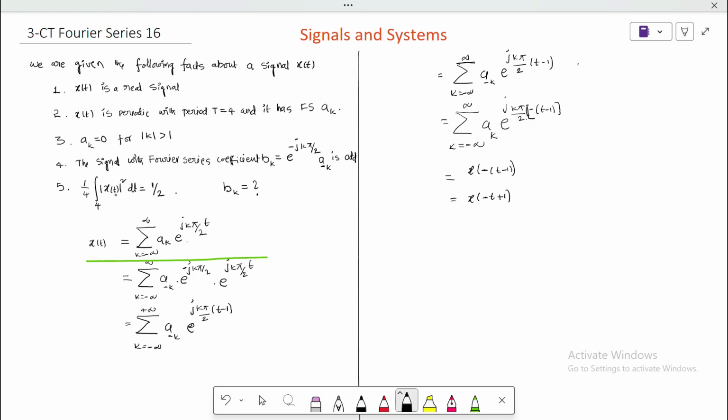Here this is Parseval's relation. This x of t is a signal with Fourier coefficients a_k. The other signal x of minus t plus 1 is also a periodic signal having time period equal to 4, so we can apply the same. Even though there is a transformation like time shifting and time reversal, there is no change in the power.